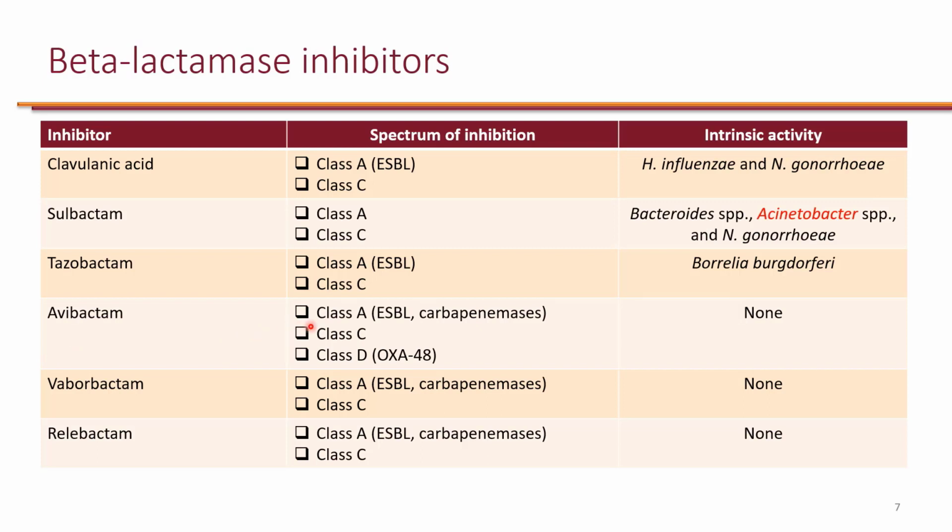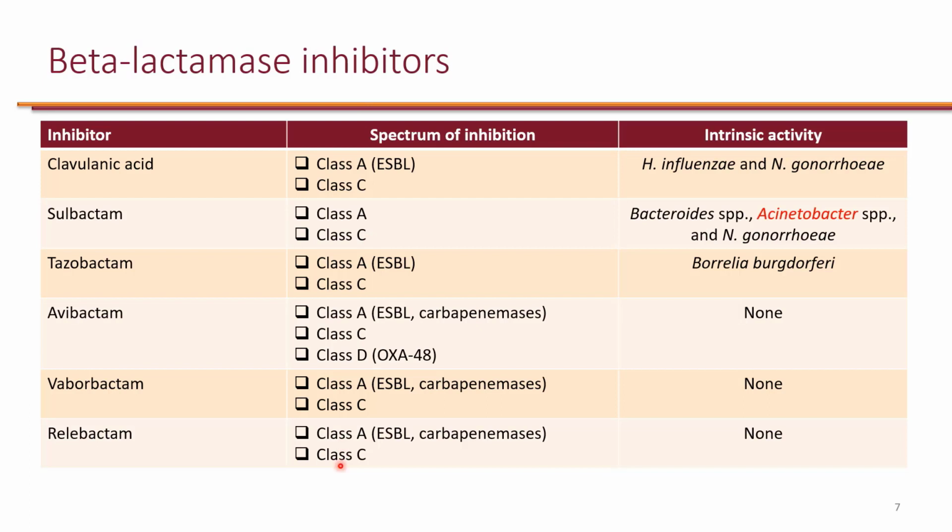Avibactam, which is a broad spectrum beta-lactamase inhibitor, is active against all class A, including ESBL and carbapenemases. It is active against class C as well as class D, which is OXA-48 type. But it is not active against class B. Vaborbactam is active against all of class A and C, but not class B or D. And relebactam is active against all class A and C, but not class B or D.